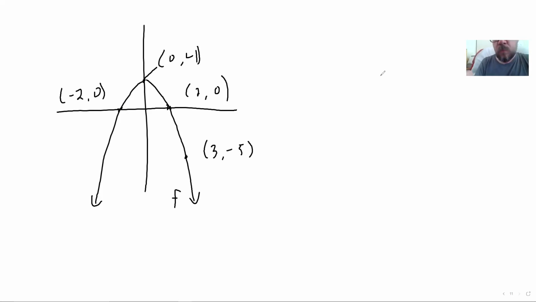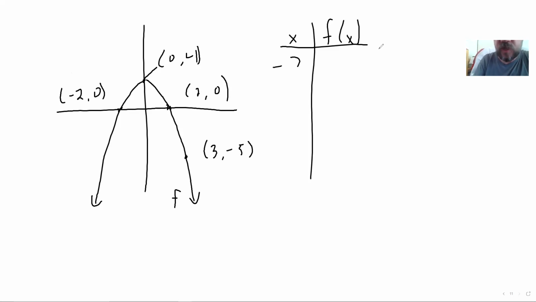Based on the graph, because remember that a graph is just a big table. It's just an infinite table. That's all it is, but it's presented visually, right? This tells me that I could write a table out of this. I could say f of x looks something like this. If x is -2, f is 0. If x is 0, f is 4. If x is 2, f is 0. If x is 3, f is -5. Right? I can make that table of values. So this is some of the information that is contained in here.